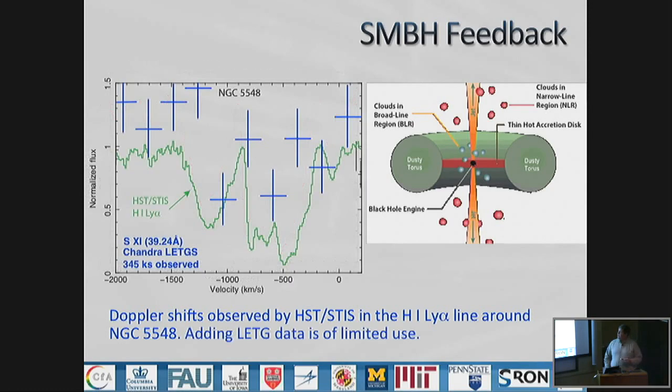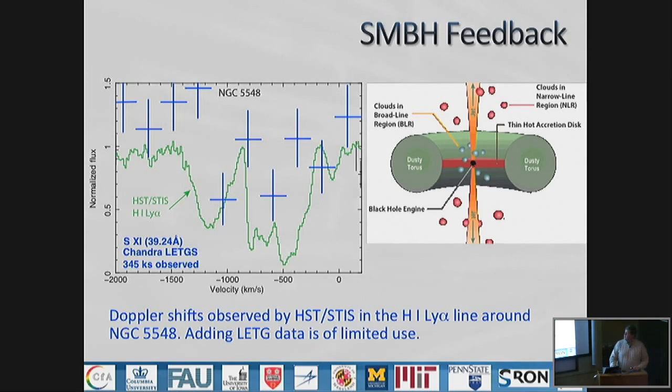Now we can compare this to, for example, LETG observations. This is 350 kiloseconds, and this is what you can do with the LETG. This is just hard. Now, yeah, you might be able to say there are some dips here, and so maybe there's some correspondence with this gas, but that's about all you can do.